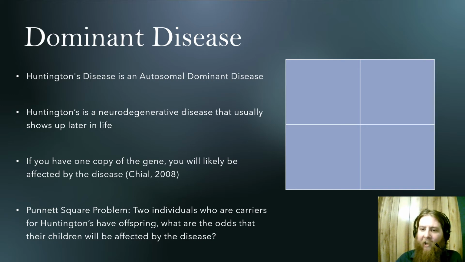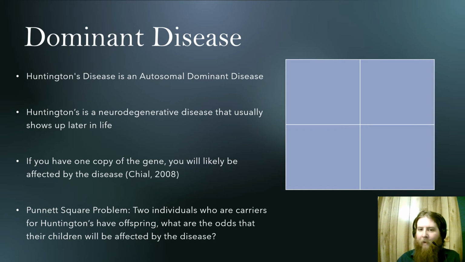Huntington's is a neurodegenerative disease, so it attacks the nerves and degrades them. And it usually shows up later in life. So individuals who have this disease usually have time to make it to adulthood, create offspring, and pass on this trait. If you have 1 copy of the gene, you're likely to be affected by this disease.